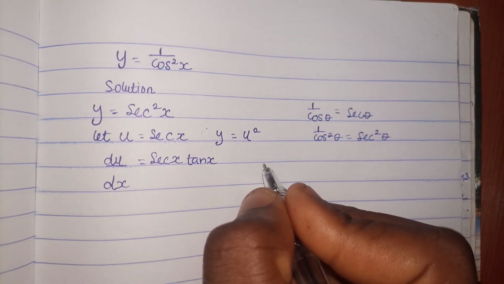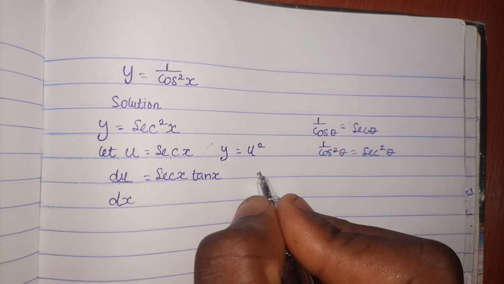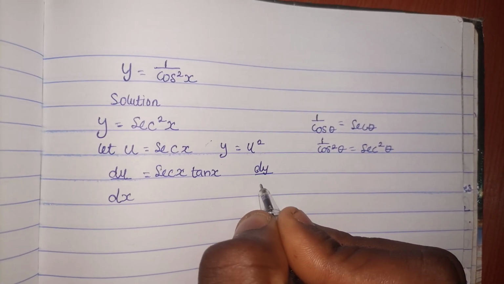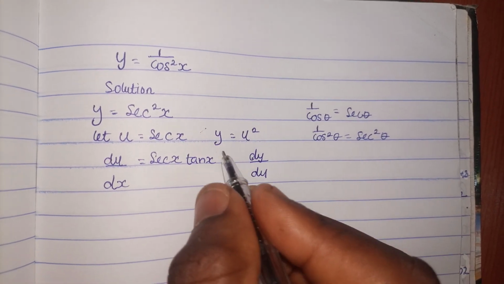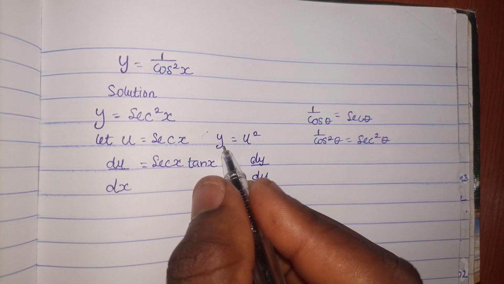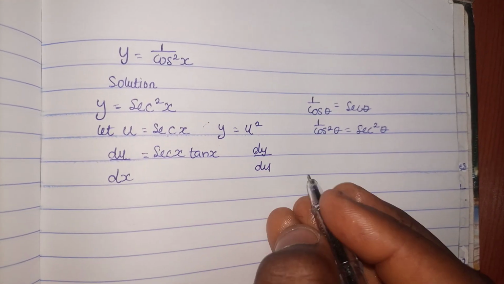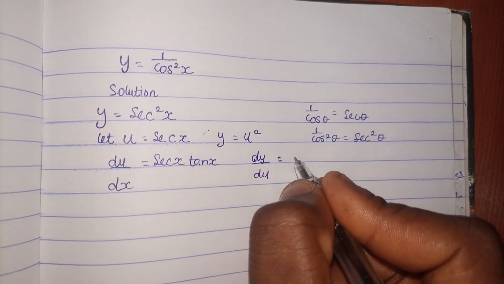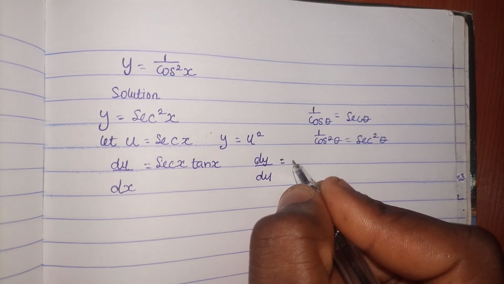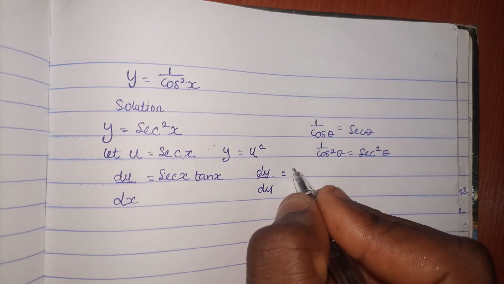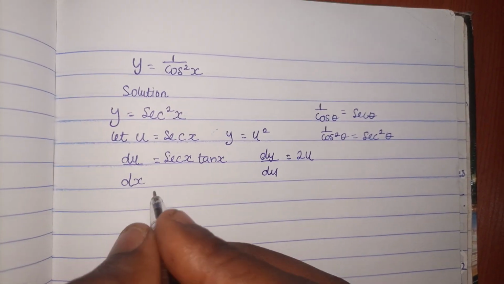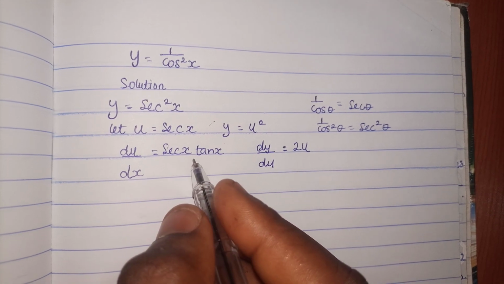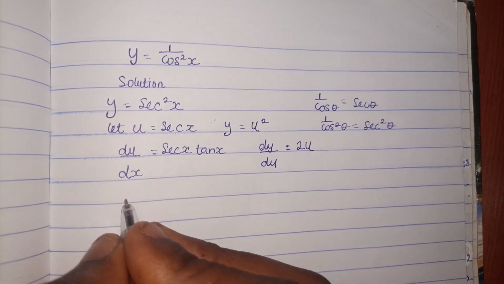Now let's differentiate this y. It will be dy over du. We are differentiating y with respect to u. This one is the dependent variable, and this one is the independent variable. Differentiating u squared will be 2u. So we are going to have that dy over dx is sec x tan x, and this one.